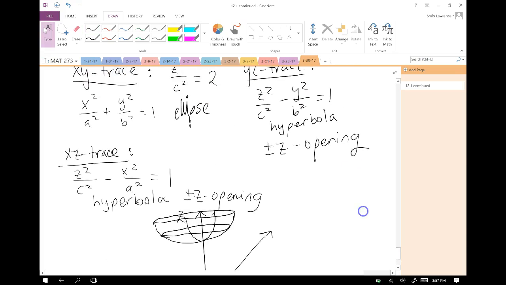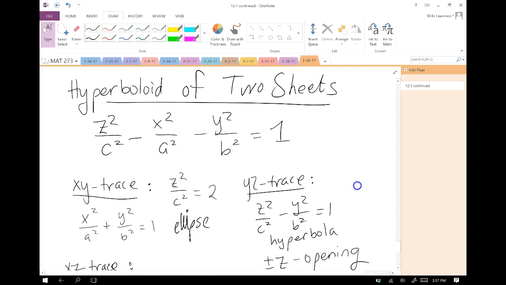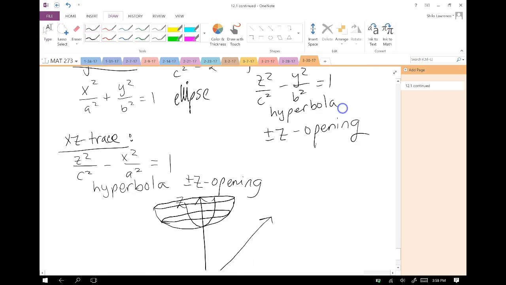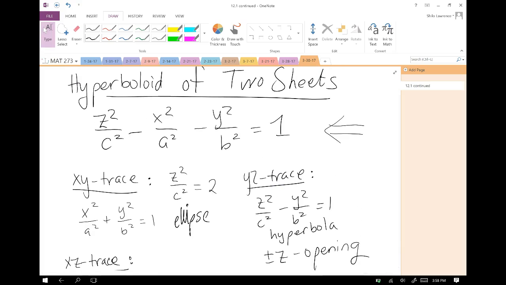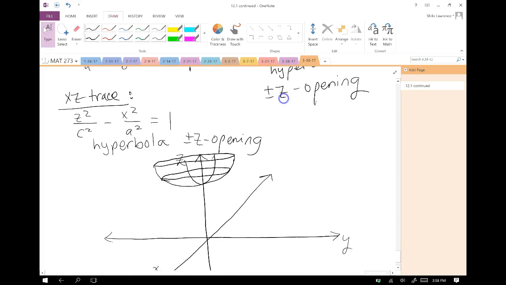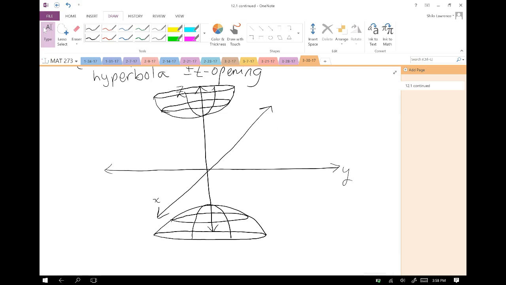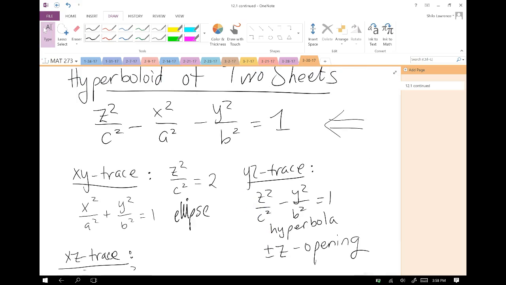And again, we can change around in this equation which variable comes in the front and which ones come behind the minuses, and that's just going to change the orientation of this graph. So we've got z as the positive variable, and this graph opens in the z direction. Our bowls are pointing up in the positive z and down in the negative z. So if we put x in the front, they would open in the positive and negative x direction. If we put y in the front, they would open in the positive and negative y direction.